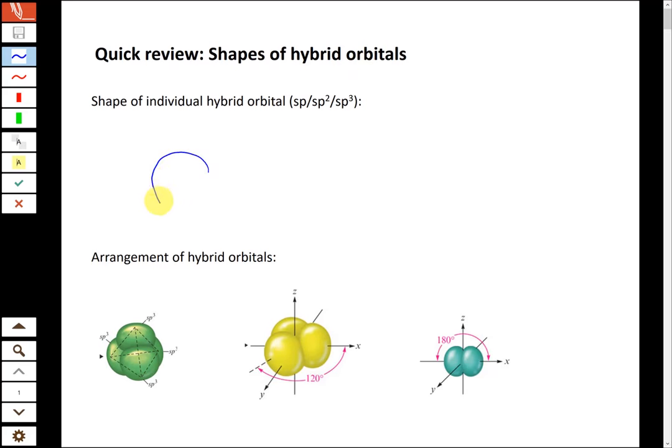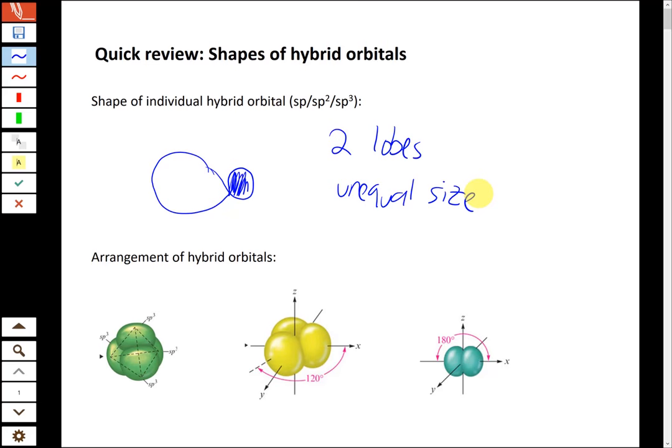They're going to have 2 lobes, kind of like a p orbital, but the 2 lobes are going to be unequal in size. It's almost like a superposition of an s and a p orbital. So if you're asked to describe the shape, it's 2 lobes, but they're unequal in size for any individual sp, sp2, or sp3 orbital.